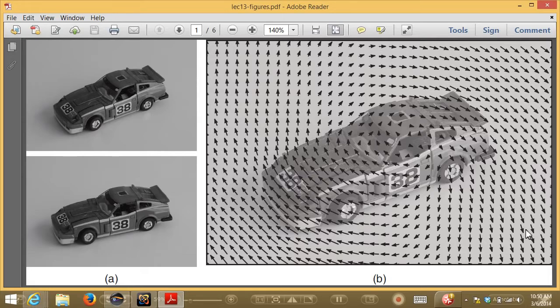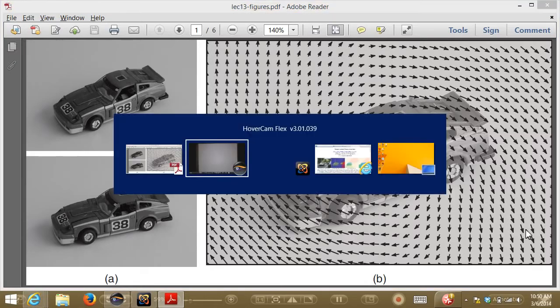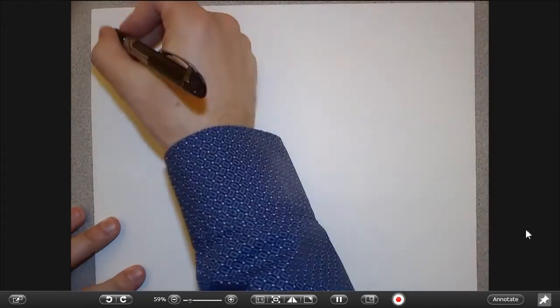Okay, so that's one kind of key idea for optical flow. The other key idea is kind of based on feature tracking, and so that's called the Lucas-Kanade method.